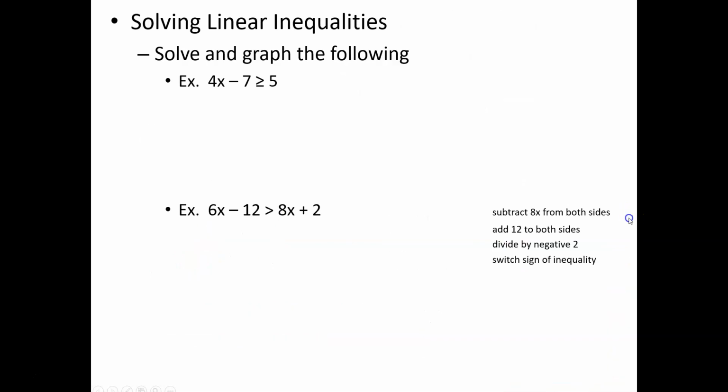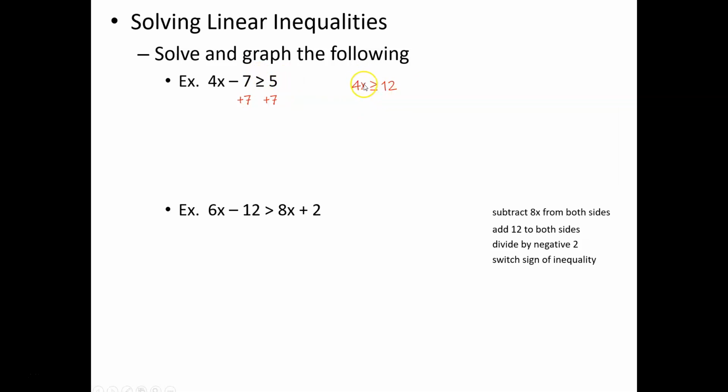Super important. All right, let's do some examples. So solve and graph the following. We have 4x minus 7 is greater than or equal to 5. We want to get the x by itself. And just like we would if this were an equation, we're going to start here and add 7 to both sides, which gives us 4x, because those 7's cancel. And we get greater than or equal to 5 plus 7, which is 12.